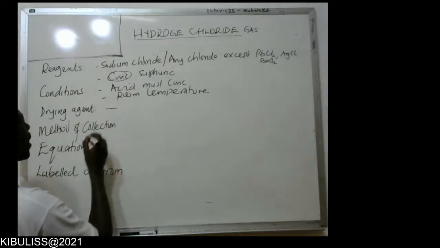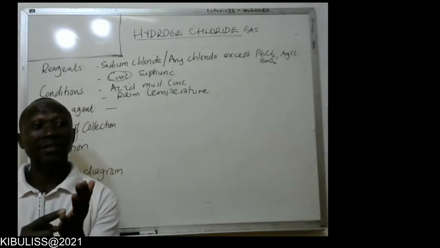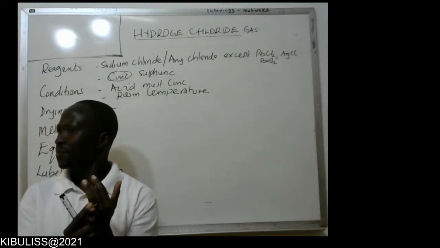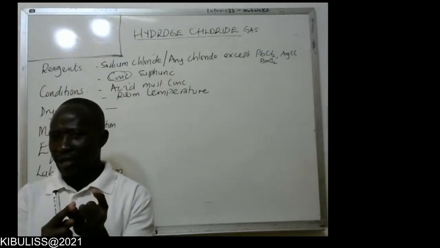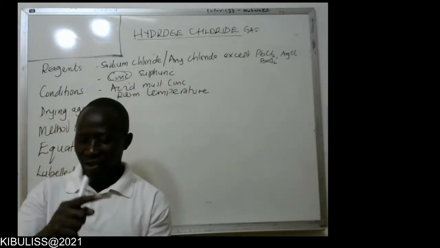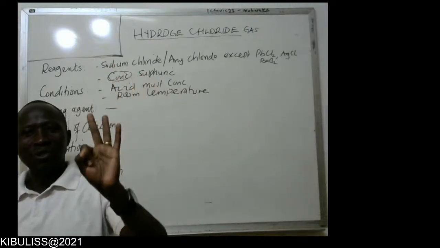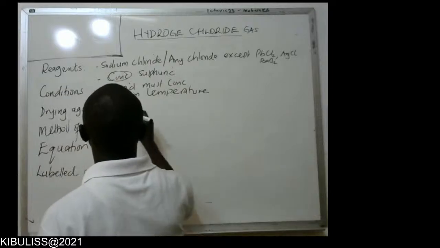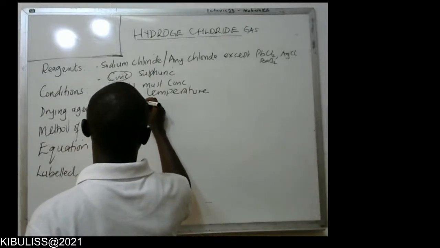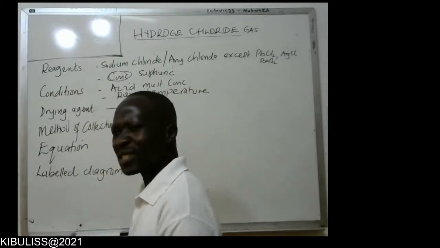What are our drying agents here? There are many drying agents. Number one, you remember there is calcium oxide, but it is basic. There is calcium chloride, it is neutral. There is sulfuric acid, it is acidic. So you have to choose from the three. And the best drying agent here is concentrated sulfuric acid.